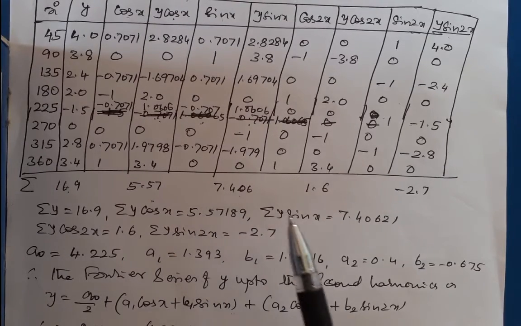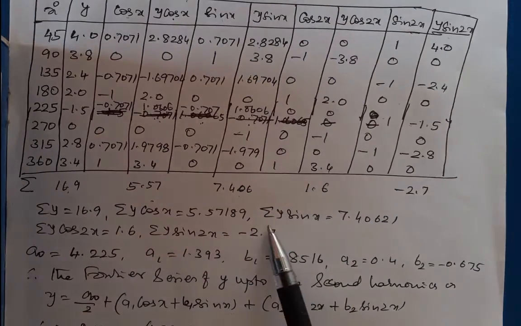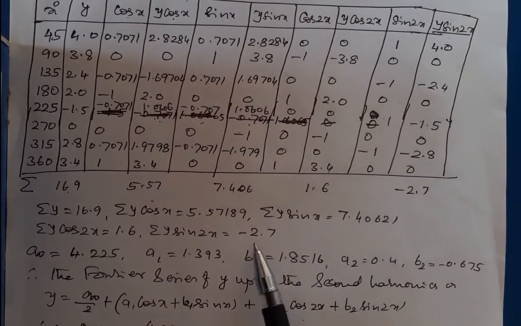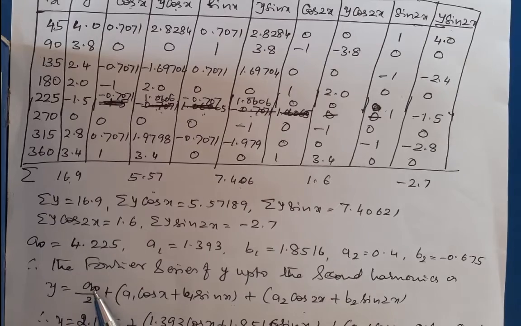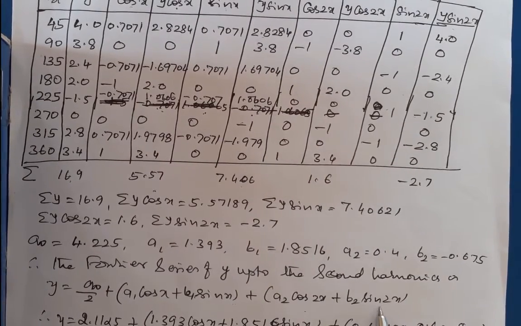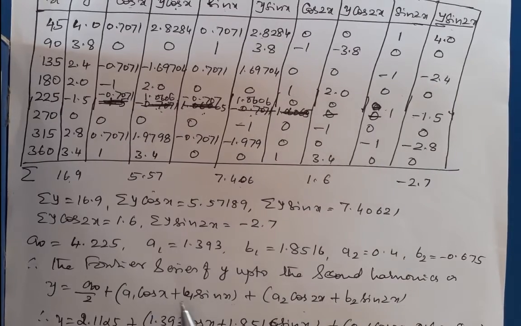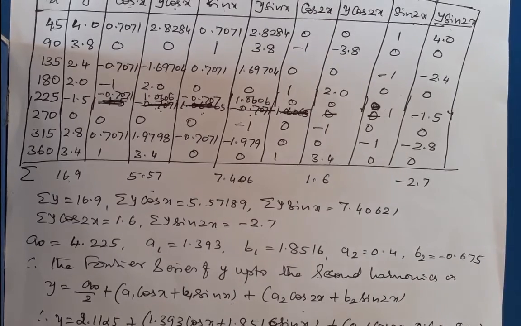Putting the values of summation y cos x, y sin x, y cos 2x, y sin 2x in the above formulas, rewrite the formulas with the relevant numerical values correctly and neatly, and do the calculation. The Fourier series of y up to second harmonics is y equal to a0 by 2 plus a1 cos x plus b1 sin x plus a2 cos 2x plus b2 sin 2x, because it is the second harmonic. Take care why it is so; henceforth it is second harmonic. Putting the values of a0, a1, b1, a2, b2, this is the formula necessary for practical harmonic analysis.